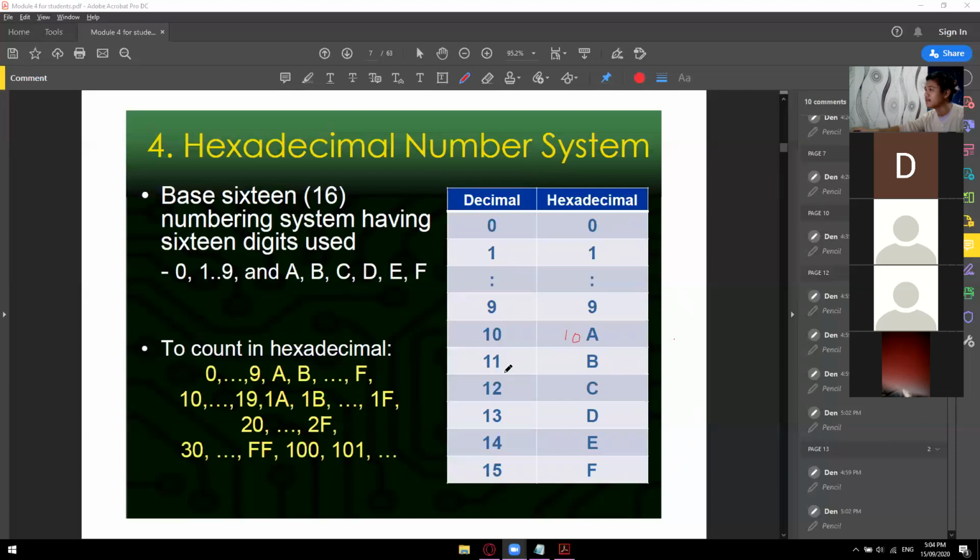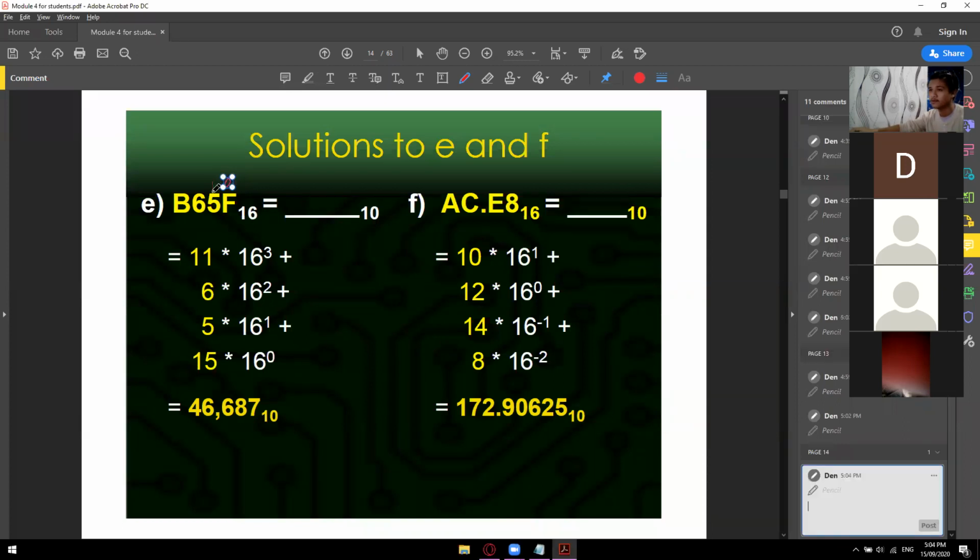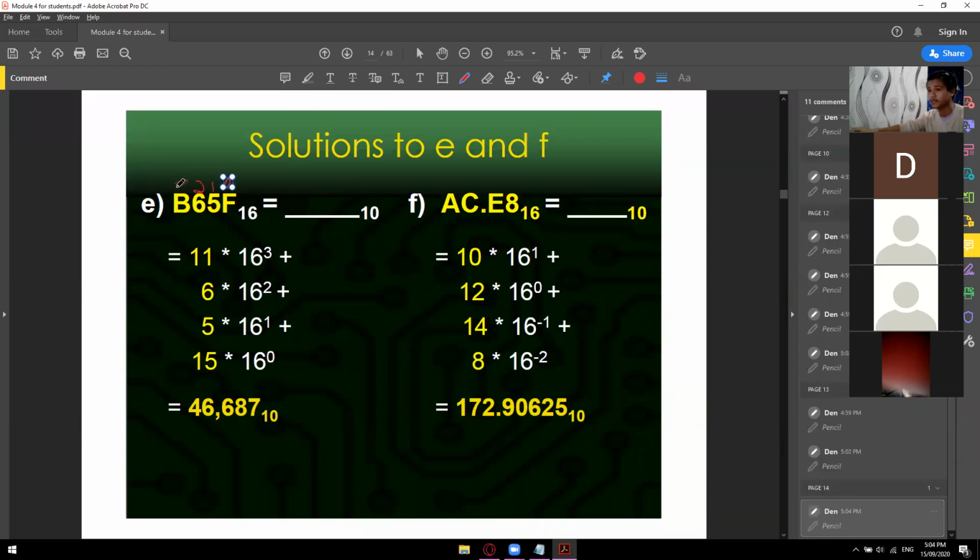So in decimal, 11. And then in hexadecimal, that's letter B. Okay, so 11, 6, 5, and then letter F is 15. And then multiply everything to our base, which is 16, and then sa power na lang magkakatalo. So this is raised to 0, raised to 1, raised to 2, and raised to 3. Okay, so 3, 2, 1, and then 0. And then just add everything, and then you will get this one, 46,687.